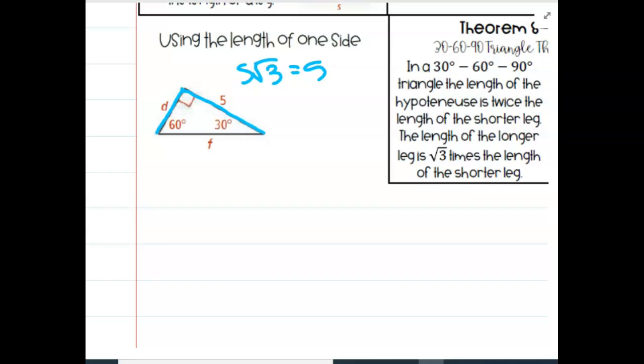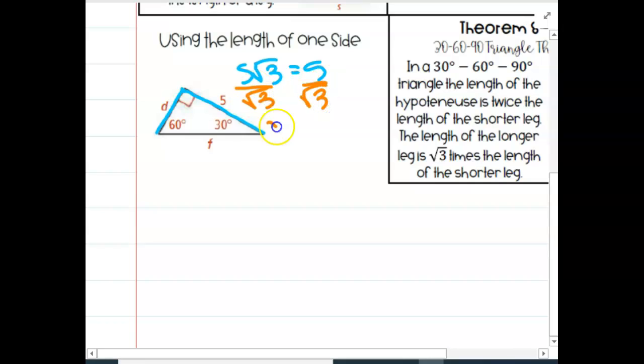So you're going to have to set up an equation, and you're going to have to solve for S, which is going to be the length of that shorter side. Now, to solve for S, how would you get rid of that square root of 3? Divide by the square root of 3. Okay, so we have S equals 5 over the square root of 3.